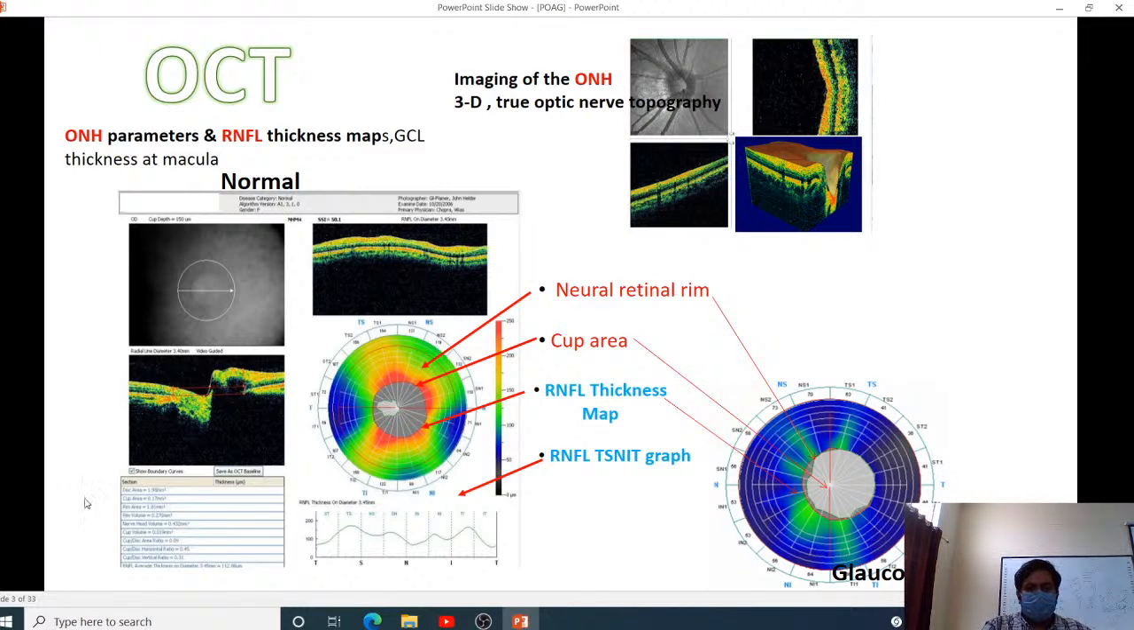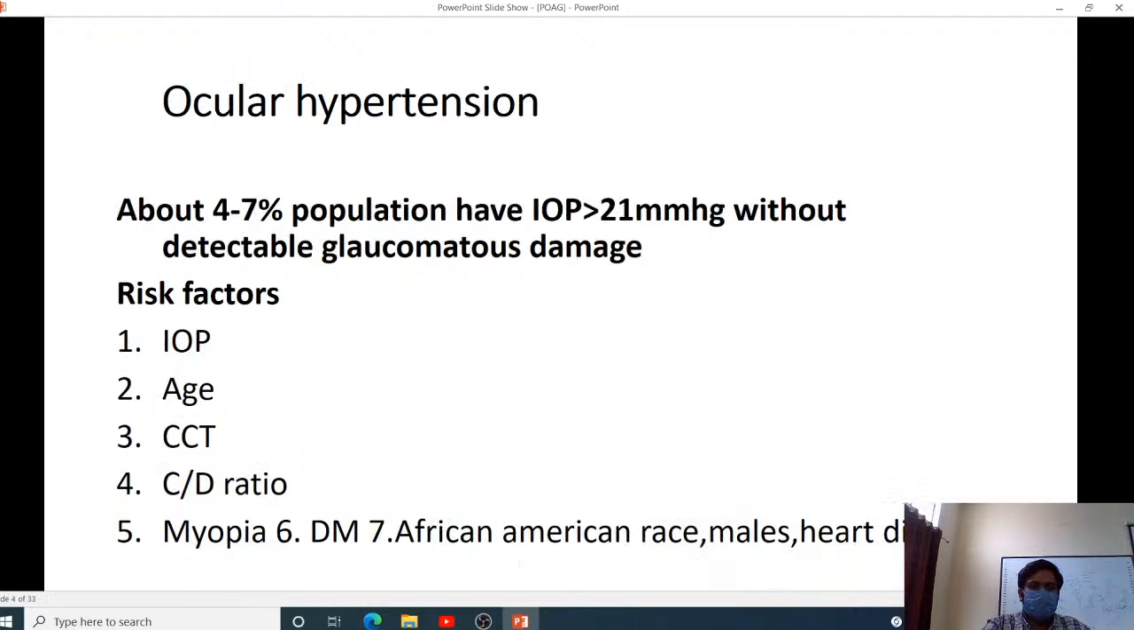So OCT gives us four pieces of information. Here you can see this is the fundus photography. The neural retinal rim, we can find out whether there is an increase in the cup area, and what is the thickness of the retinal nerve fiber layer. And nowadays, as I told you, we have the GCC also.